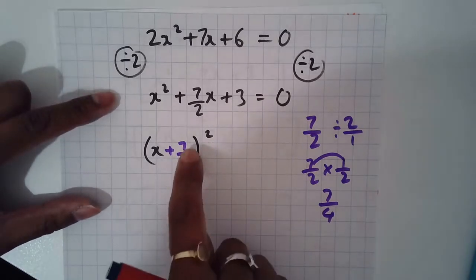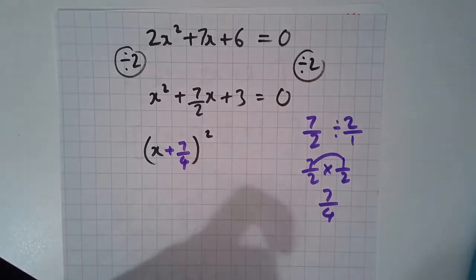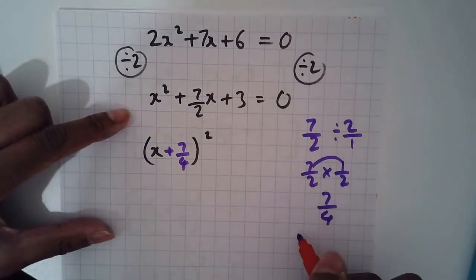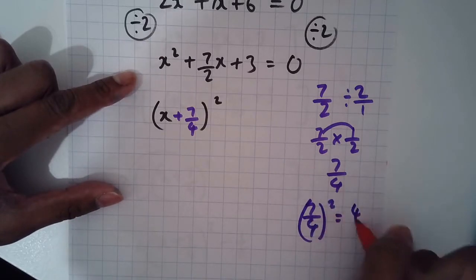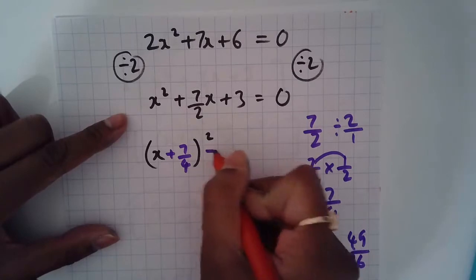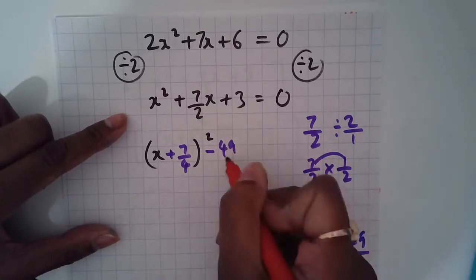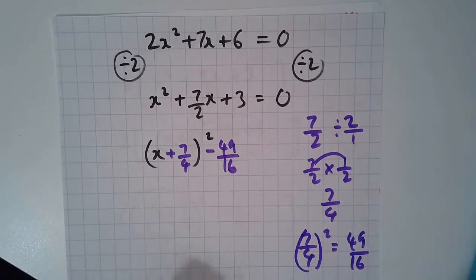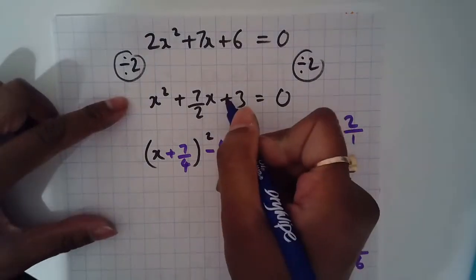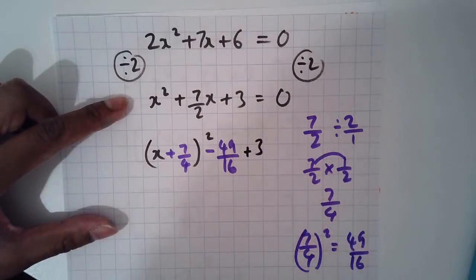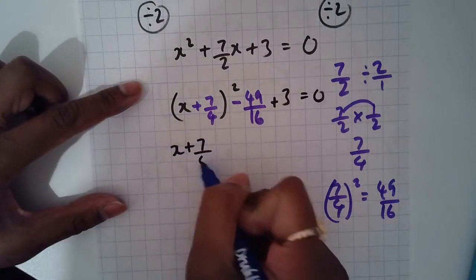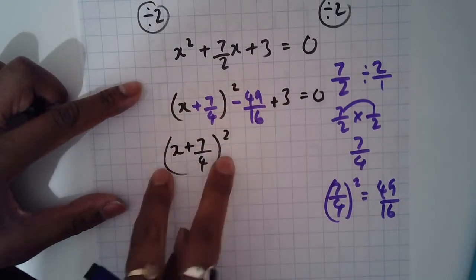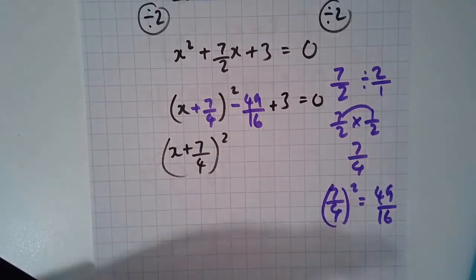Now what you need to do is 7 over 4 squared and then take it away. So what I'll do now is 7 over 4, square this. 7 squared is 49, 4 squared is 16. So take that away. Not forgetting to add 3 at the end. So that bit is over here. Now what I need to deal with is what I have over here, this bit here.